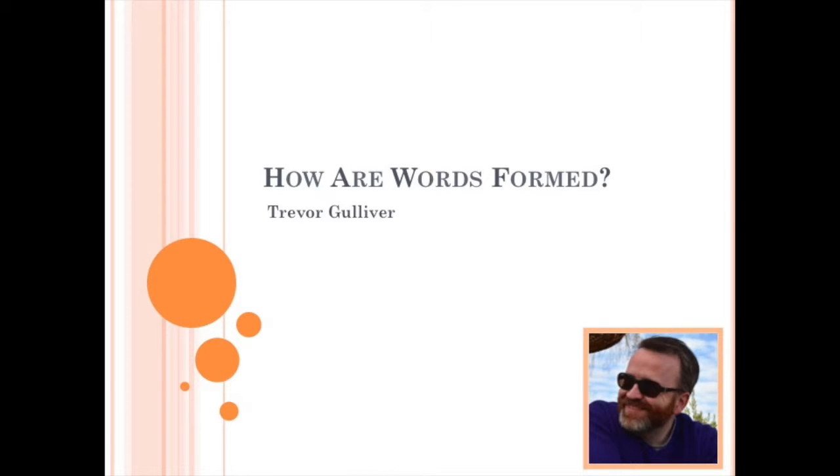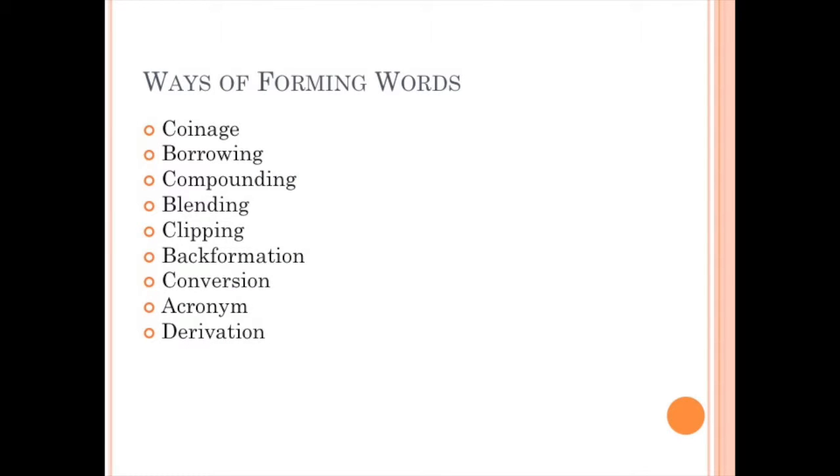In this short video lecture, we're going to talk about how words are formed. So far, I've been talking about English borrowing words from other languages, but there are other ways that the store of English words increases. Words also enter the language through coinage, borrowing, which we've mentioned, compounding, blending, clipping, back formation, conversion, acronym, and derivation.